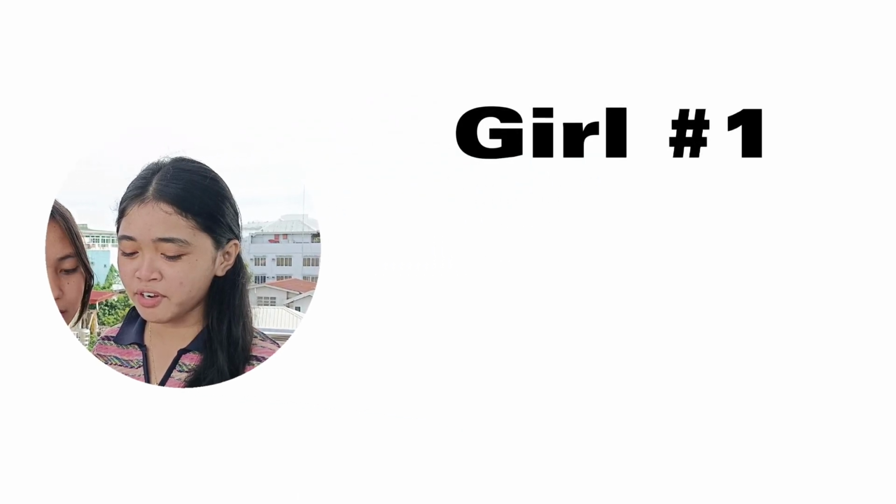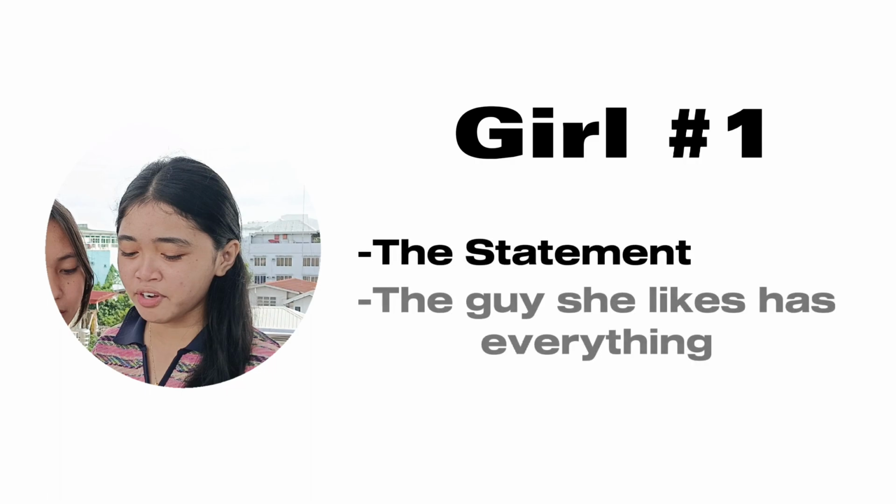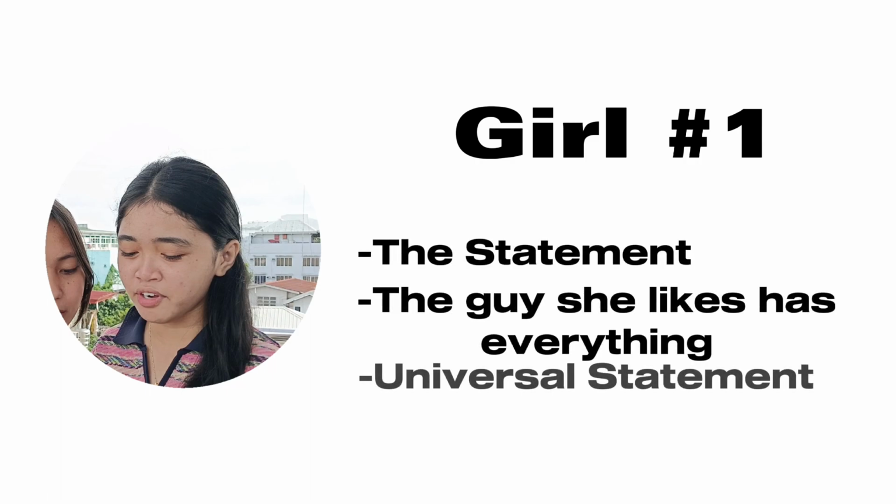First, girl number 1, the girl who has a crush. In her statement, she claims that the guy she likes has everything. Take note of the word she used: everything. This connotes that the statement is universal. What is a universal statement? A universal statement says that a concept is true for all elements of a set.